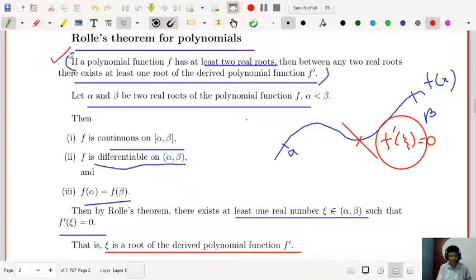This is the statement, and this is the explanation with the help of Rolle's actual theorem. So what does it mean in simple language? Roots of the polynomial f are separated by the roots of the derived polynomial f dash. You see, alpha and beta are the roots of the polynomial f(x) and xi is a root of f dash. So roots of f(x) are separated by roots of f dash.